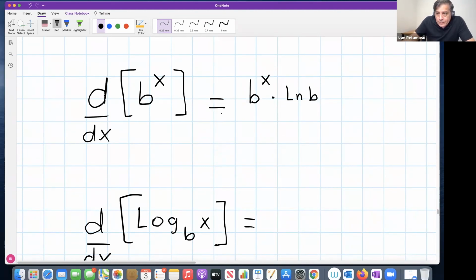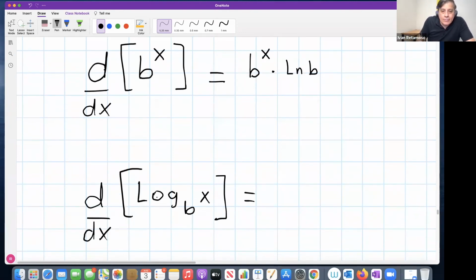Now, similarly, mathematicians figured out a formula to take the derivative of log whose base is not e, not natural log necessarily. Log with any base b. It starts with 1 over x, just like when we had natural log. But to compensate for the fact that this base is not e, it's any positive real number, you have to attach ln b on the denominator. Follow, guys?